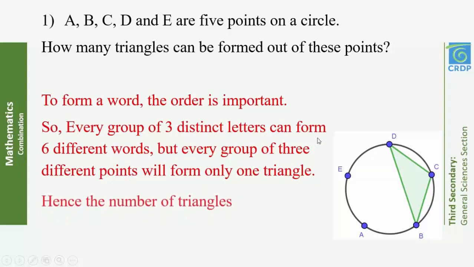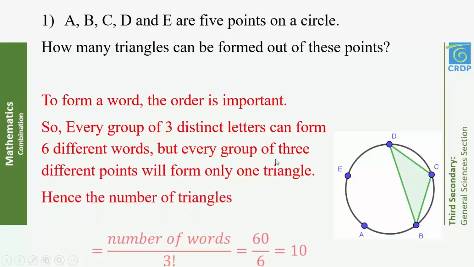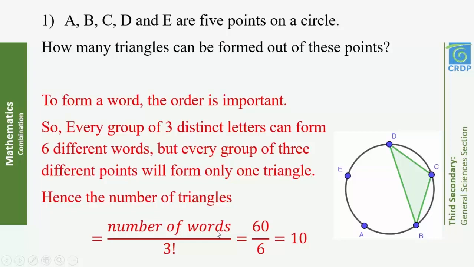This is why to find the total number of triangles, I'm going to use the number of words we found in the previous activity, and I will divide it by the number of repeated words, the words formed by the same letter, which is 3 factorial as calculated before, which will give me 60 over 6 equals 10. This is how I avoid the repetition of the same triangle among the options.